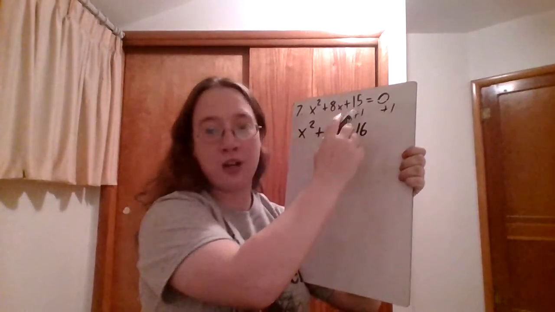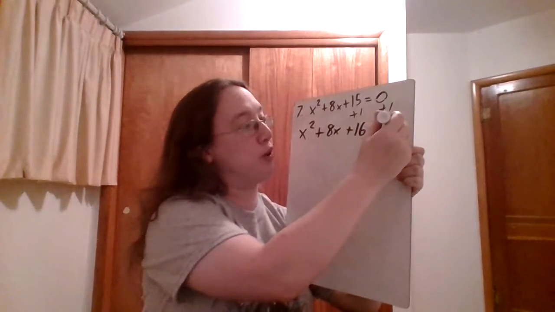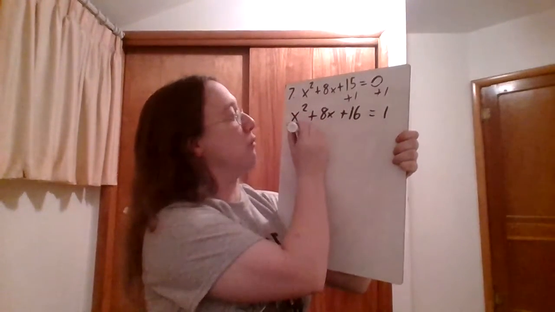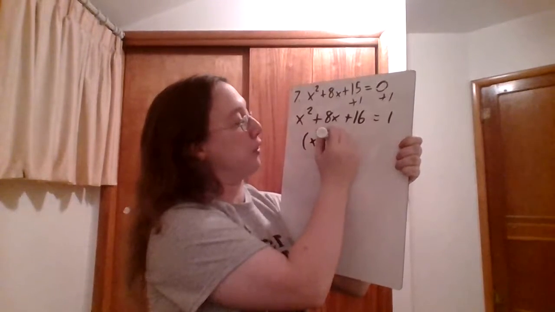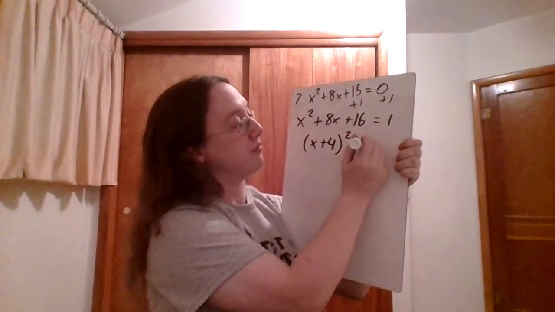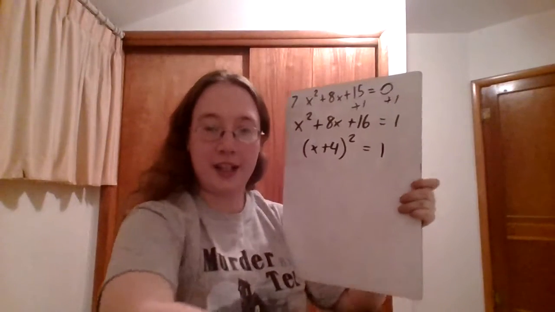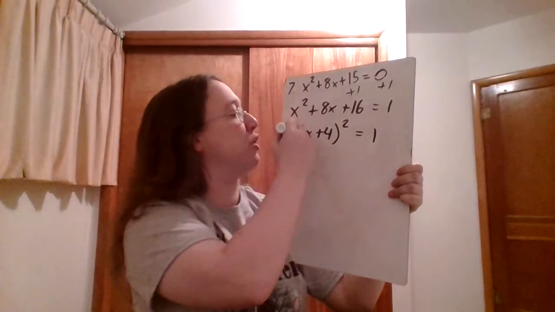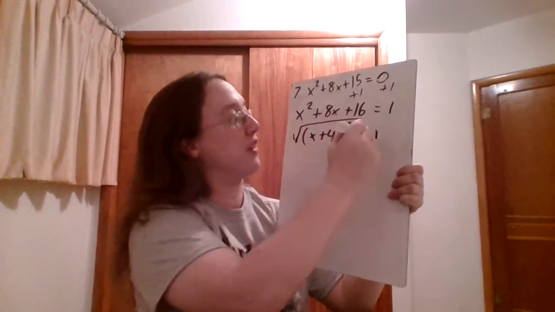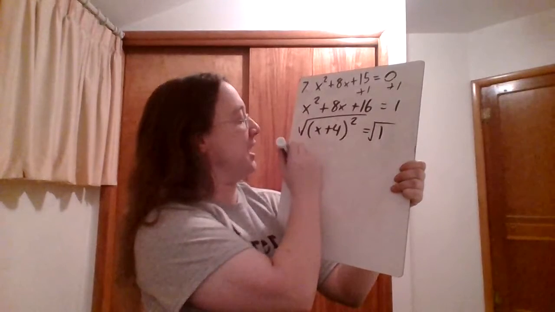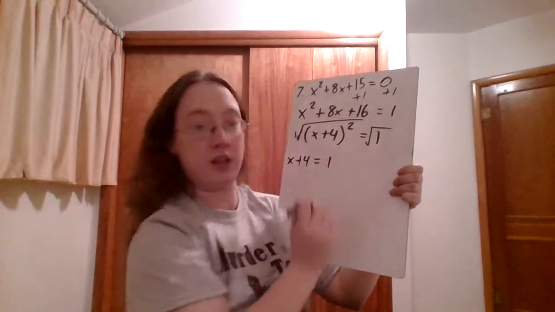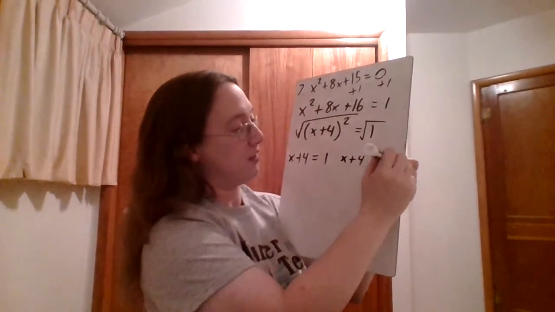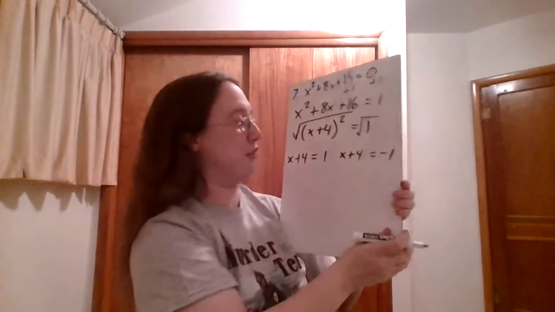But if we add 1 here, we've got to add 1 here. 0 plus 1 is 1. Now, the reason we wanted that in the first place is we can take this and we can rewrite it as an x plus 4 squared. And then once we've got that, if I want to get rid of squaring something, we're going to square root it. Now, when you're doing that, watch out for where that two answer thing is coming from. The square root of 1 is either a positive 1 or a negative 1. So that's where your two answers are coming from.